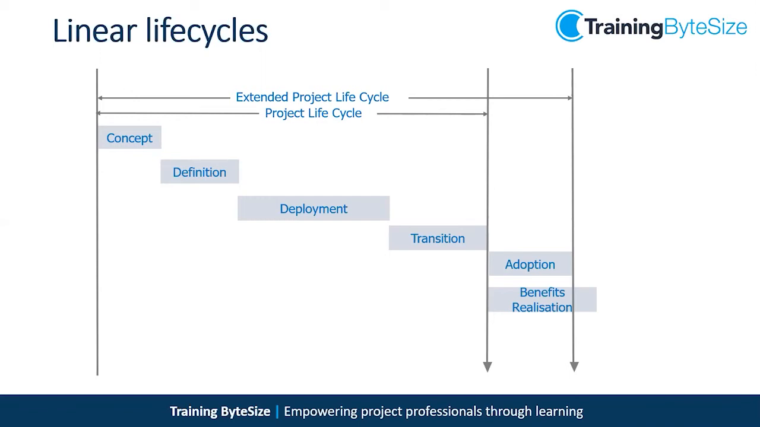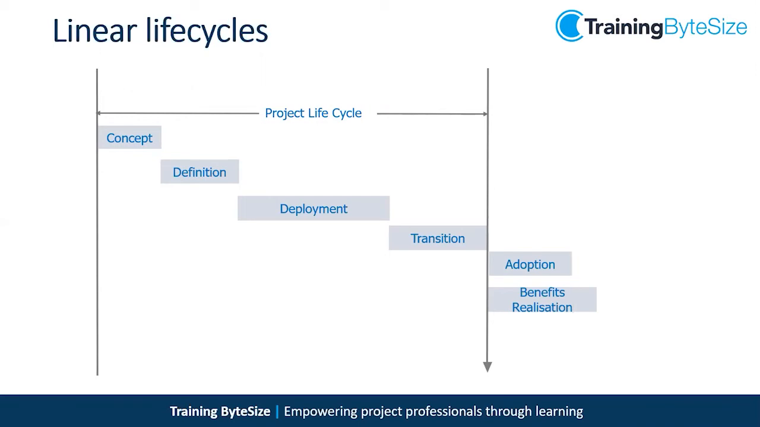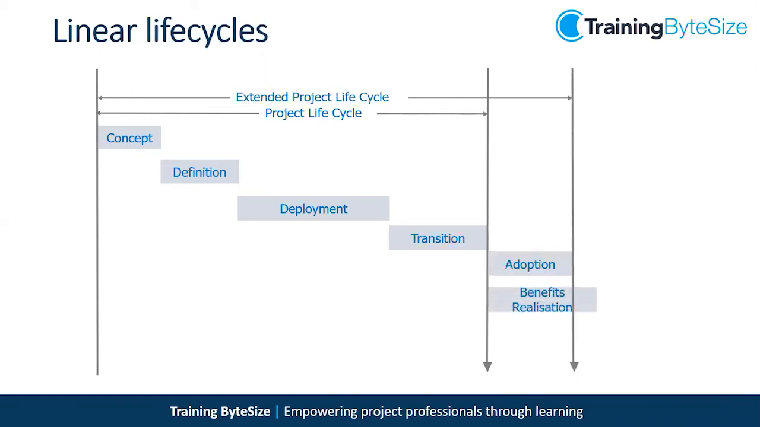The project teams hang around a bit longer, whereas in a typical project lifecycle, the project team would disperse. Extended means the project team hangs around a bit longer to oversee any glitches or problems or additional training needs or support that the user needs whilst they're getting used to this new product. This benefits realization phase is about having the measurable benefits of this product.